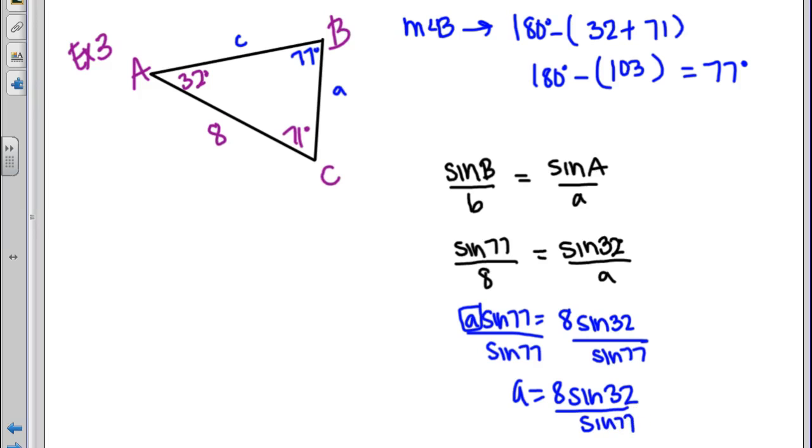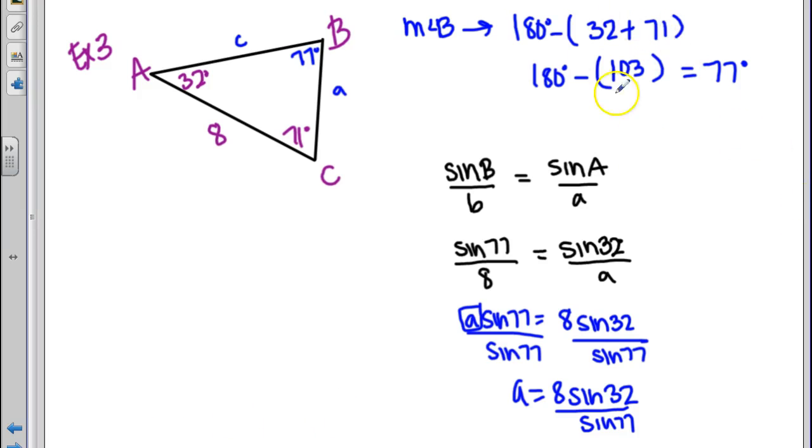If you have an iPhone, you can turn your calculator sideways and you can get the trig functions on the calculator, so that's very handy. If you don't, then I'm sure there's a free app that you can find that will help you be able to find the lengths of those sides. All right, so we should have 8 sine 32 divided by sine 77.